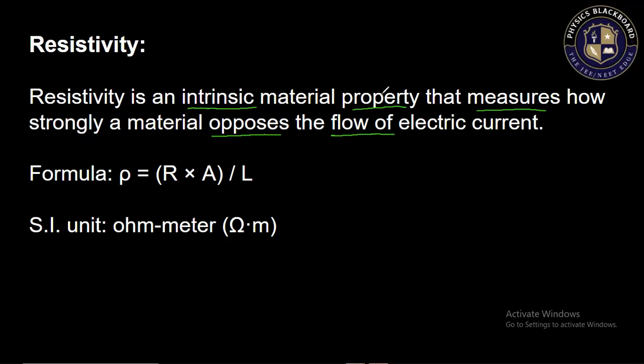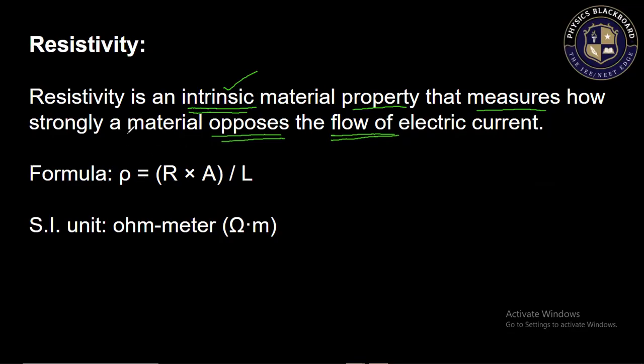Resistance also, we have learned, is an electrical property which opposes the flow of electric current. Resistivity also opposes the flow of electric current. The major difference between resistance and resistivity is that resistance is an extrinsic property, whereas resistivity is an intrinsic property. In the next slide, I will tell you what this intrinsic material property is.